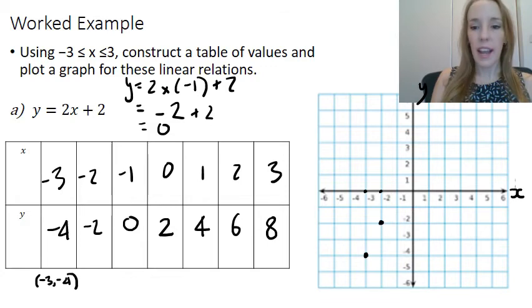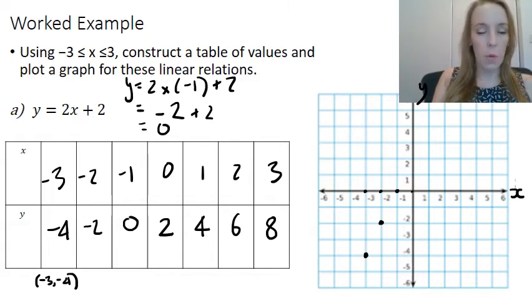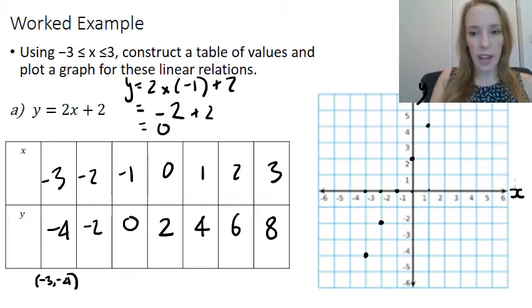For our next one, x is -1 and y is 0. So this would be our x-intercept here. So our x-intercept would be -1. Our next one is going to be our y-intercept, because we can see x is 0. So that's x is 0 there, and y is 2. So we're going to go up to the 2. So our y-intercept would be 2. Our next point, x is 1, sorry, and y is 4. So we find the 1, go up 4. There we go. Our next one, x is 2 and y is 6.